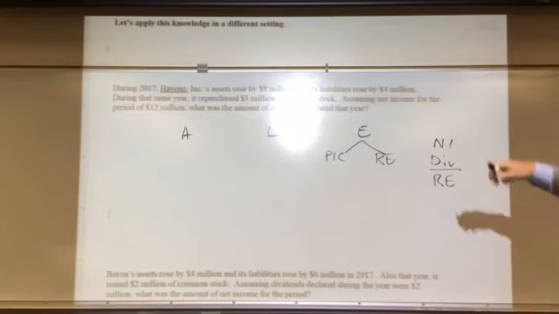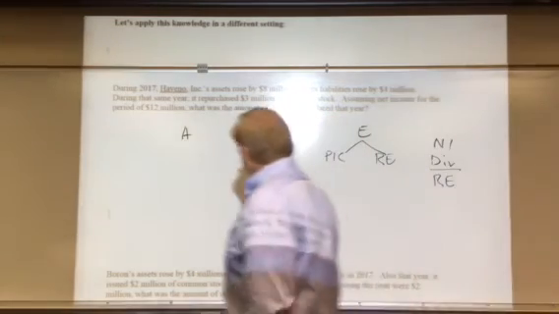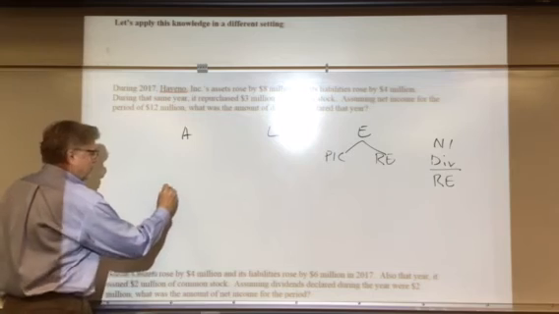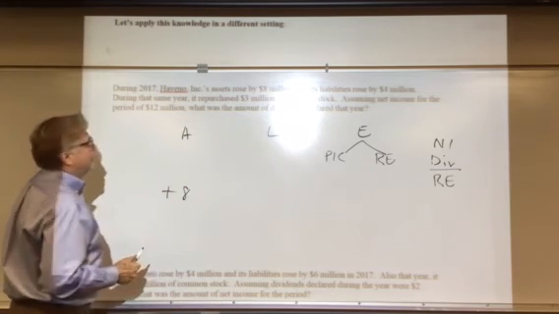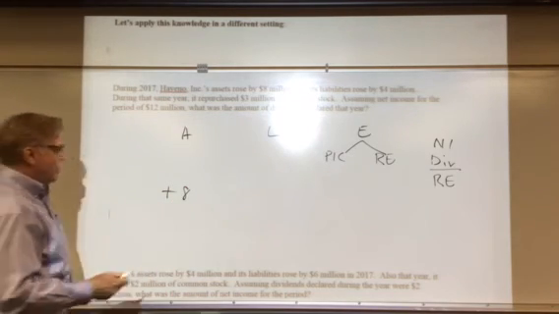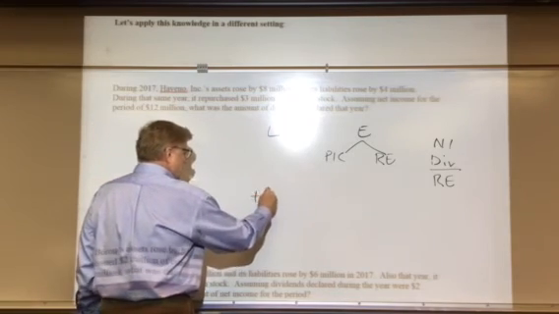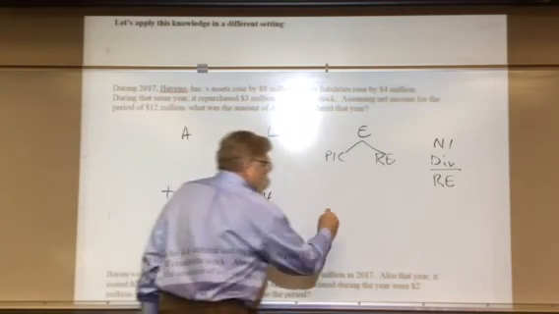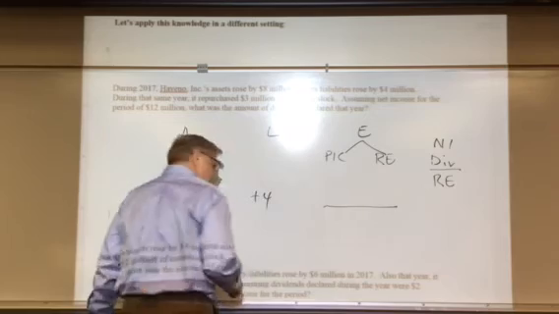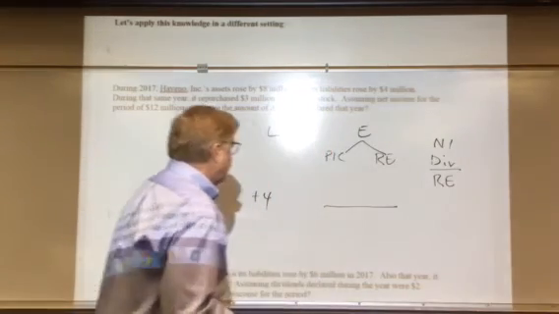Let's read this one. Assets rose by $8 million. Let's fill in what we know here. I'll just put it like this. There's 8, okay, plus 8. Liabilities rose by $4 million, okay? I'll leave it at that.